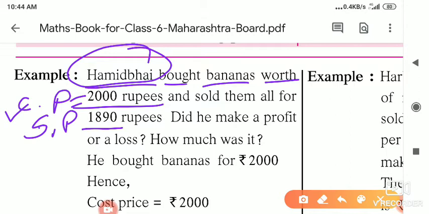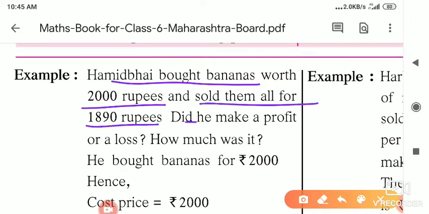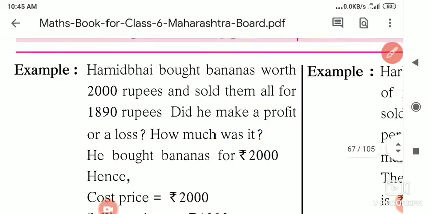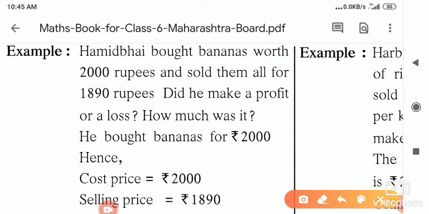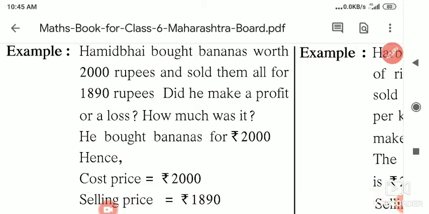So here first of all we have to write down properly what the question is. Hamid Bhai brought bananas worth 2000 rupees and sold them all for 1890 rupees. Did he make a profit or a loss? If profit, how much? If loss, then how much loss, that we have to find out. So as per the question, he brought the bananas for 2000 rupees, that's why cost price, that is CP, is equal to 2000 rupees. And selling price is equal to 1890 rupees.